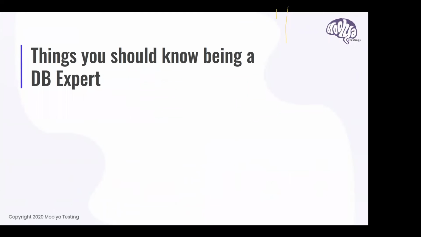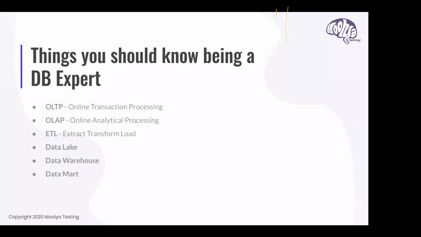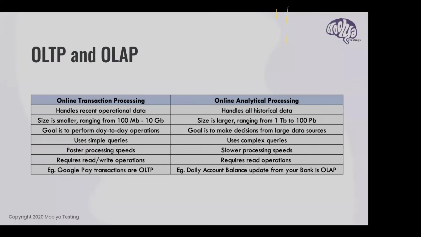Okay. So next is an important topic, things you should know being a DB expert. Those are OLTP, OLAP, ETL, data lake, data warehouse, data mart. We'll see what all those things are in the next slides. So OLTP and OLAP: online transaction processing, online analytical processing. I will start with an example, guys, to understand better.